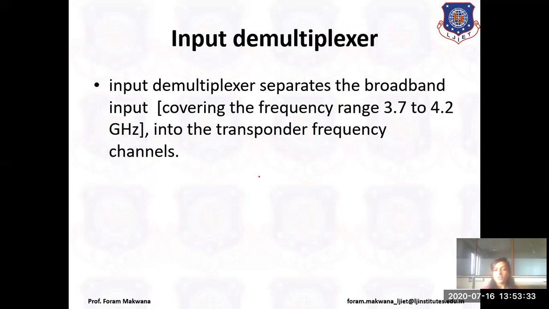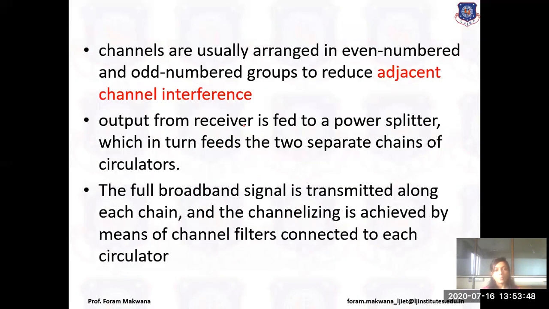Now, what is the function of the input demultiplexer? The input demultiplexer separates the broadband input, covering the frequency range of 3.7 to 4.2 gigahertz. Why? Because channels are usually arranged in even and odd numbered groups to reduce adjacent channel interference.